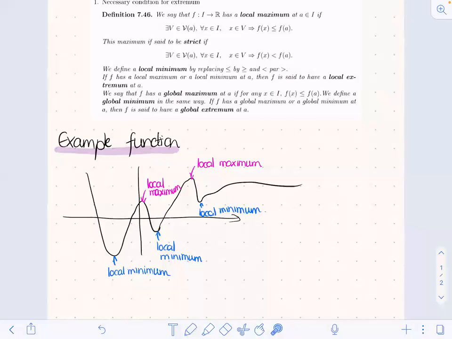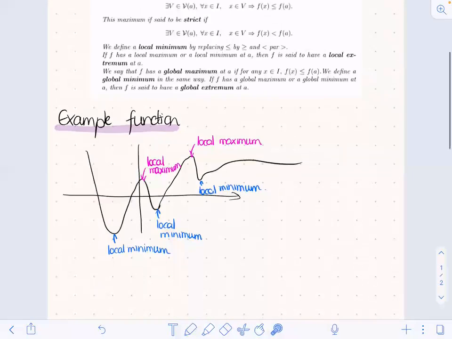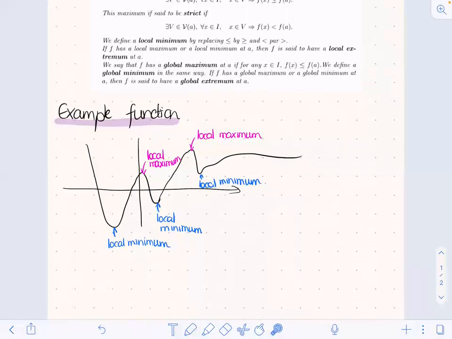And one thing that we're going to look at is one way of characterizing maximums and minimums. So if you look at this curve, can you tell me what happens to the slope of the function at each of these points? It becomes 0. Yeah, absolutely.